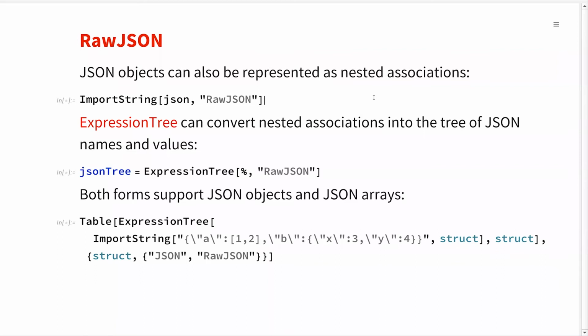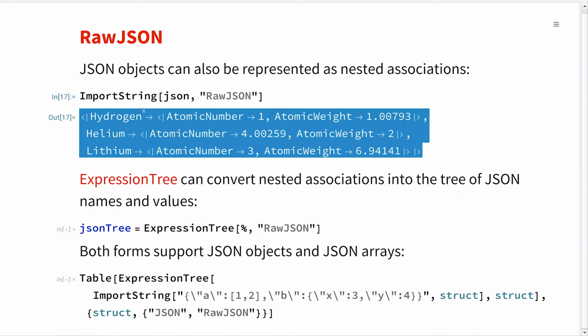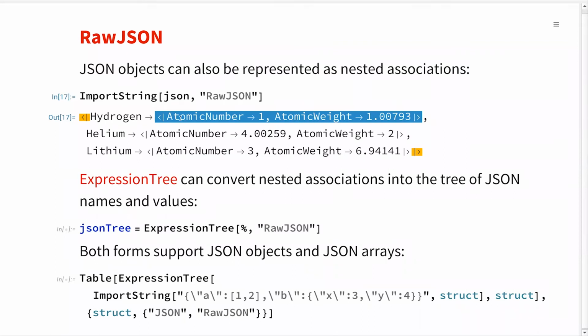So we can see hydrogen with its atomic number and atomic weight, same with helium and lithium. Another way that JSON can be imported into the Wolfram Language is as nested associations. That is done by using the import-export format RawJSON. So if we import that same JSON string, this time as RawJSON, instead of nested lists of rules, we'll have nested associations. Here, very similar. Now we have an association representing the JSON object, and the values are, again, nested associations.